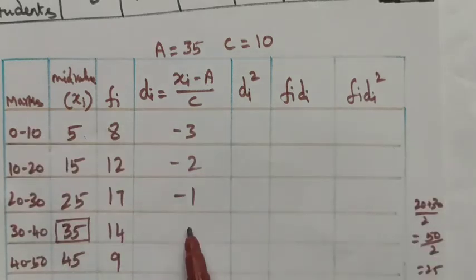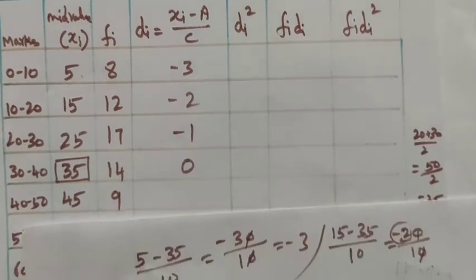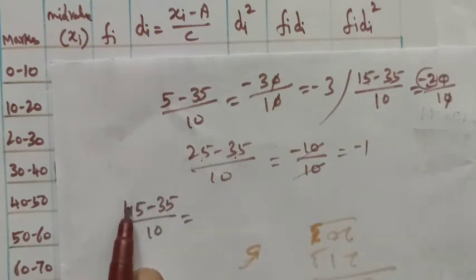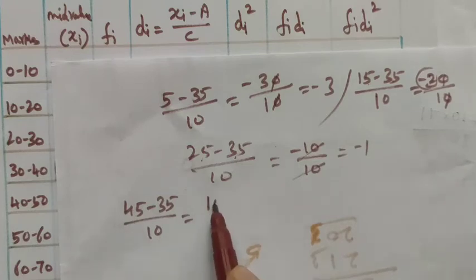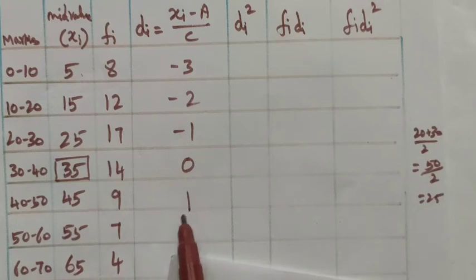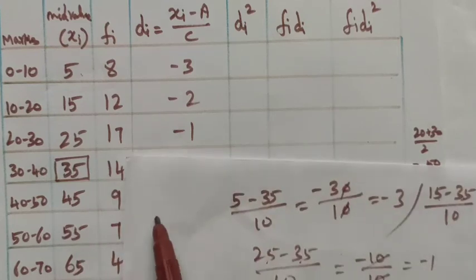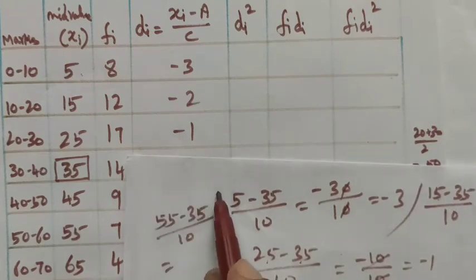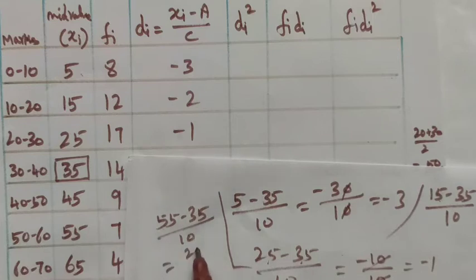So 35 minus 35 is 0, and then the next value is 45 minus 35. See, 45 minus 35 divided by 10 is equal to, here we have a greater value, so it is positive, we get 10 divided by 10 is equal to 1. So here we have 1. Next, 55 minus 35 is equal to 20. That is 55 minus 35 divided by 10 is equal to 20 divided by 10, so we get 2 as the value.